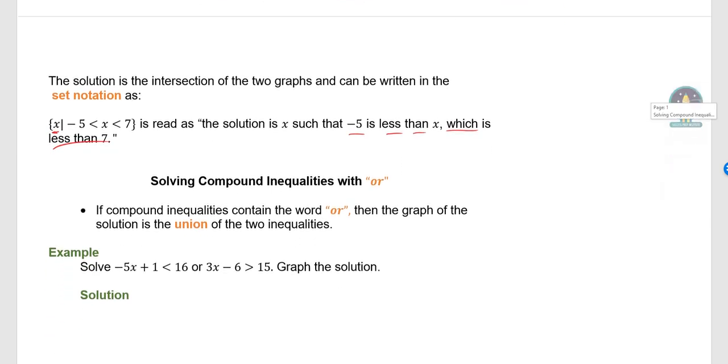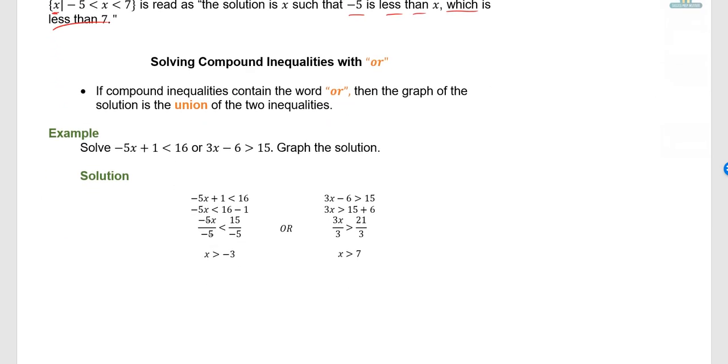The second type of compound inequalities would have the or word. If a compound inequality contains the word or, then the graph of the solution is the union of the two inequalities, or the two portions of the inequality expression. Let's look at an example. Solve minus 5x plus 1 is less than 16, or 3x minus 6 is greater than 15. So here I have two inequality expressions joined by the word or, the operand or.